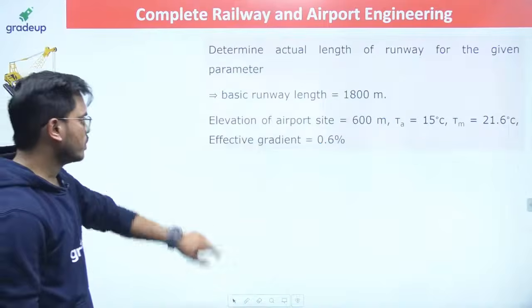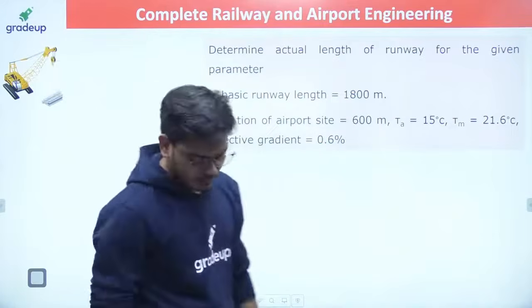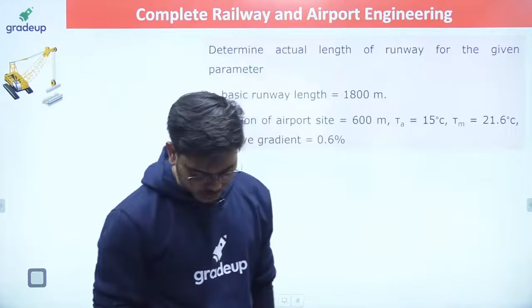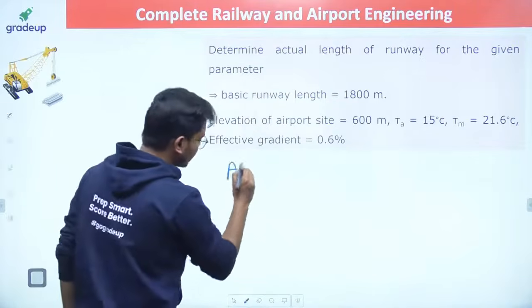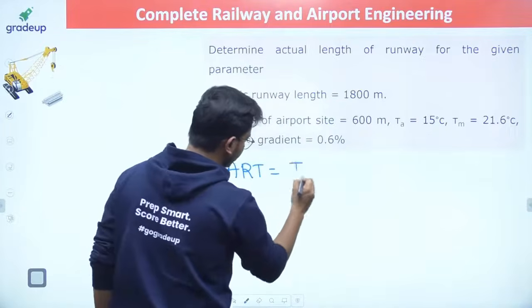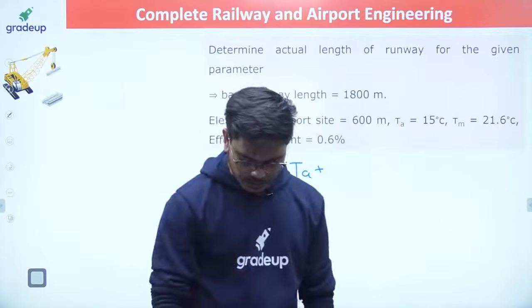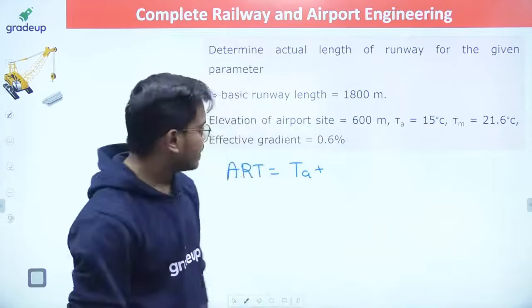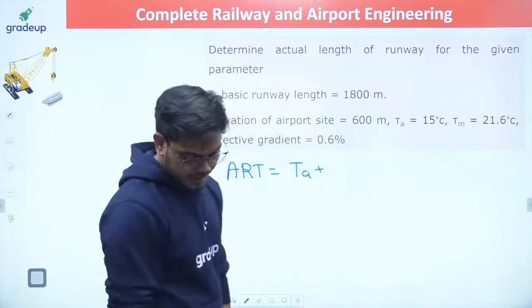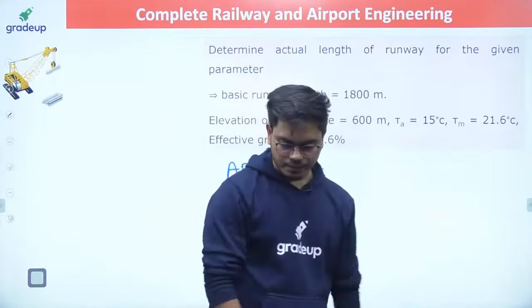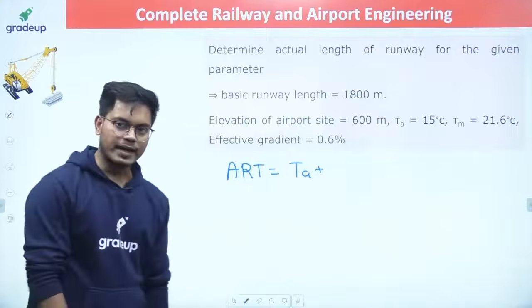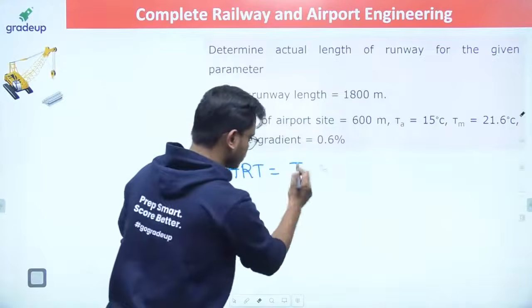In this question, I don't have the value of ART. Only one thing you have to do is find out the value of ART. So the ART value was how much? TA plus TA plus TM minus TA by 3, right? So I'll just directly put the values.